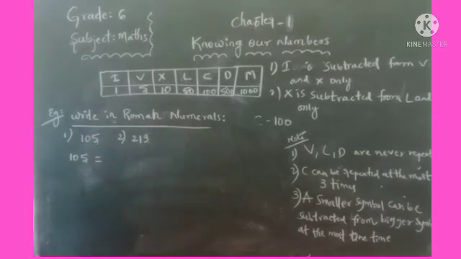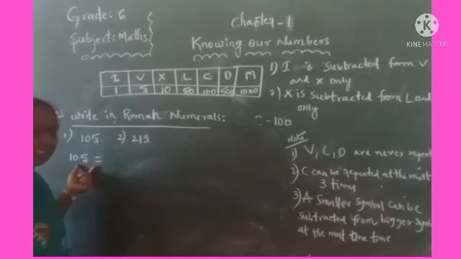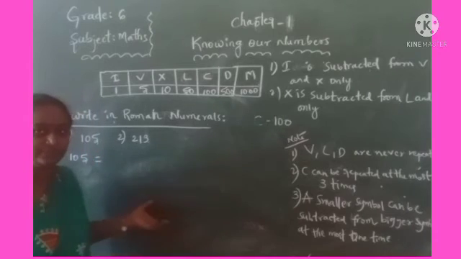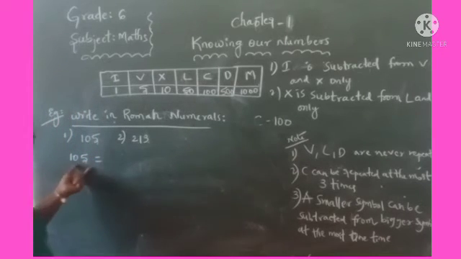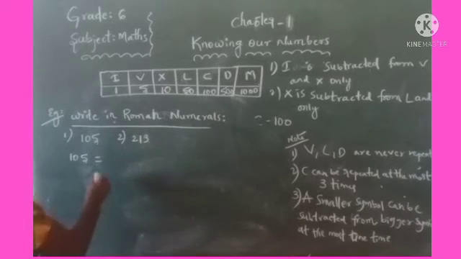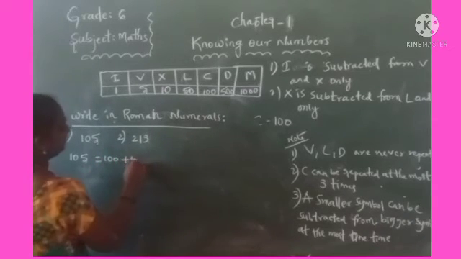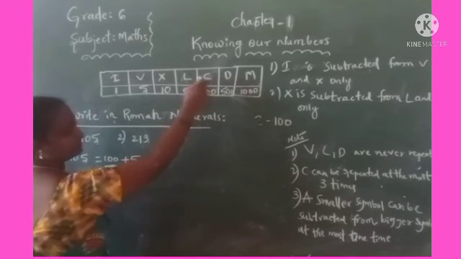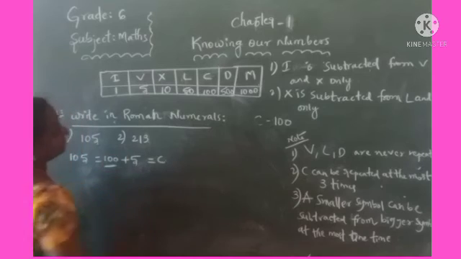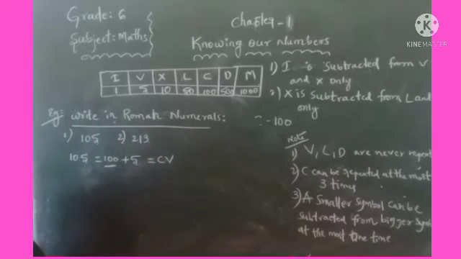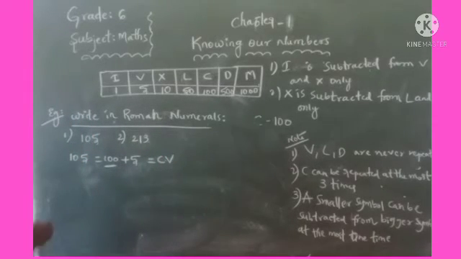105. Okay, so how can we expand this one? Already I explained to you how to expand using expanded form. 105 we can write as 100 plus 5. So we know the Roman symbol for 100 is C. Very good. For 5, V. Very good.